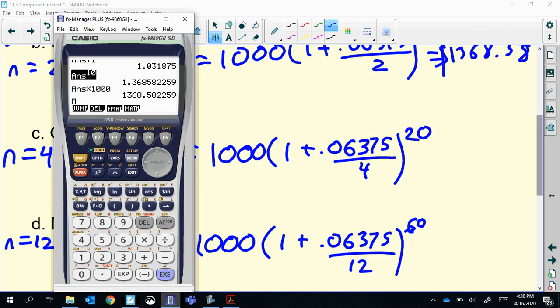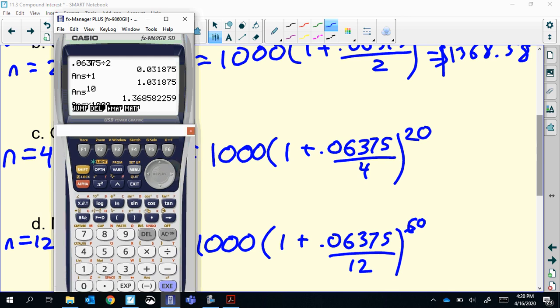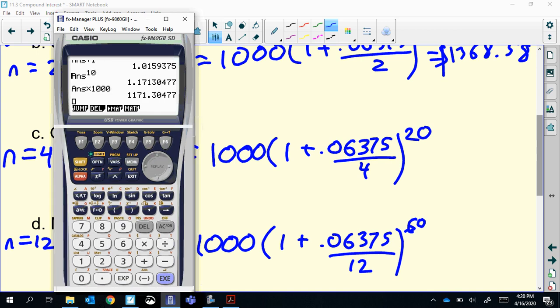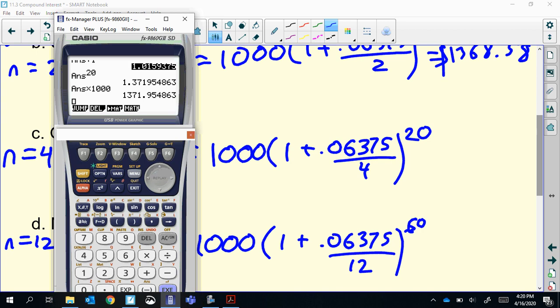All right, same thing. We can go back to our 0.06375. This time we're going to divide by 4. And then we'll add 1. But then our exponent changes. It's going to be a 20 instead of a 10. And now it's 1371.95.